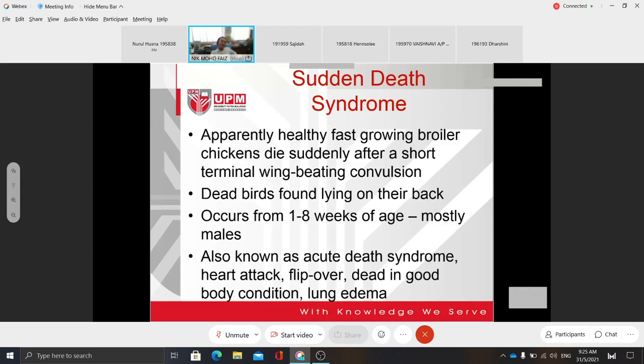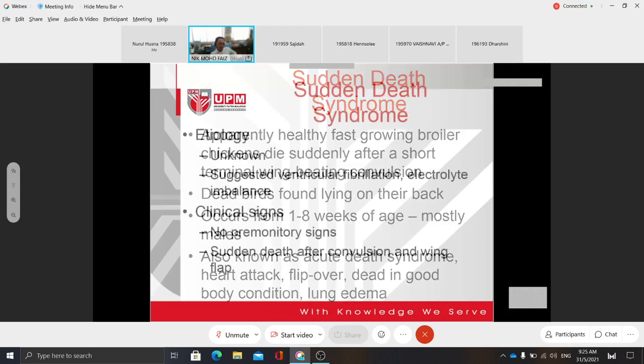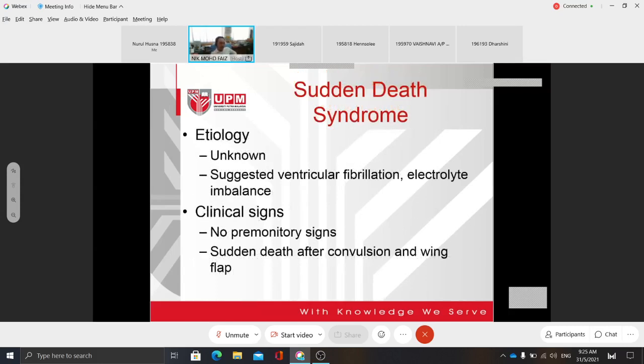Because there's a few explanations for it. The exact etiology is unknown, but they say it's probably heart attack, ventricular fibrillation, or electrolyte imbalance. They just die, because of the heavy weight and so on.